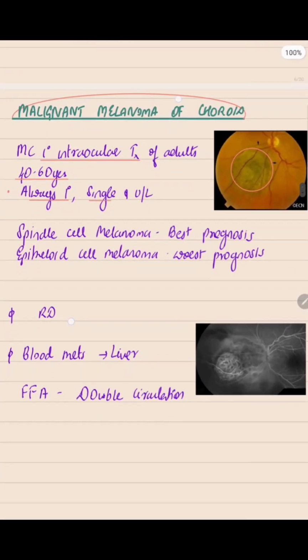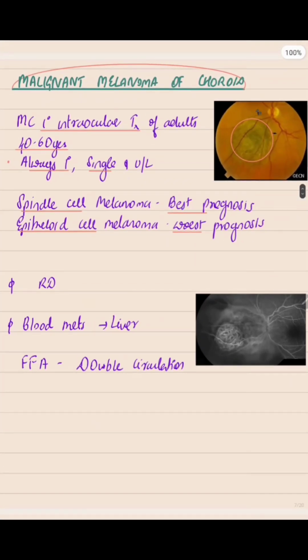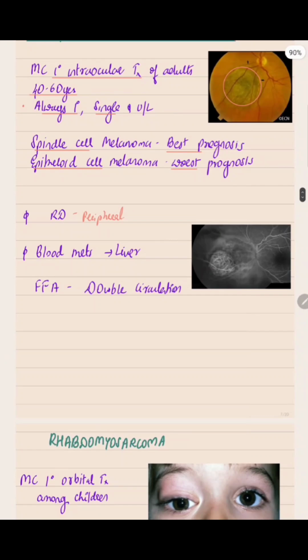If it is a spindle cell melanoma, then it has the best prognosis. If it is an epithelioid cell melanoma, then worse prognosis. If it is a centrally located tumor, then the vision is affected early. In peripheral tumors, retinal detachment can be seen before the patient becomes symptomatic. Lymphatic metastasis is usually unknown, and blood-borne metastasis occurs to the liver. This is the commonest cause of death.